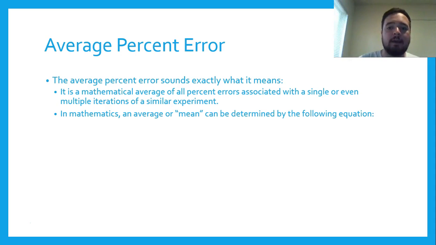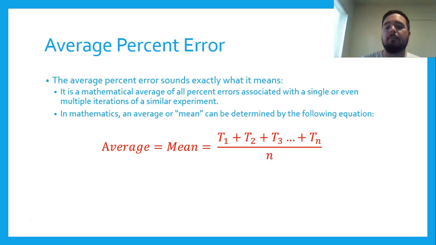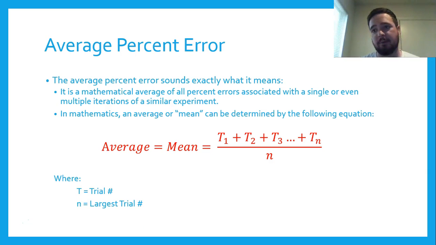In mathematics, an average is also called a mean, which is something you've probably already heard of in your algebra classes. It can be determined by the following equation. The average or the mean of something is equivalent to the first trial plus the second trial plus the third trial, and so on, divided by the number of trials. Where t is the trial number, n is the largest number. If you're taking the average of the numbers 1 through 10, that would be 1 plus 2 plus 3 plus 4 plus 5, all the way up to 10 on top, divided by 10 on the bottom.